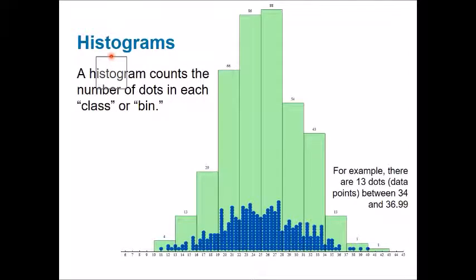A histogram counts the number of dots in each class or bin. For example, between 34 and 36.99, we have 1, 2, 3, 4, 5, 6, 7, 8, 9, 10, 11, 12, 13 dots. So we have a bar of height 13.